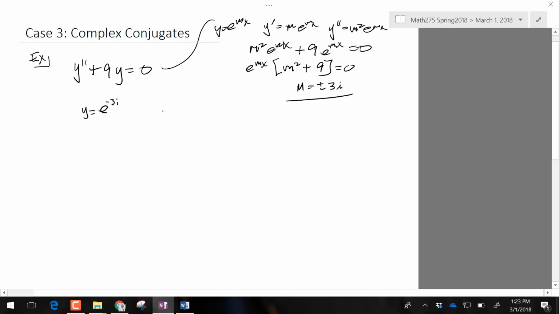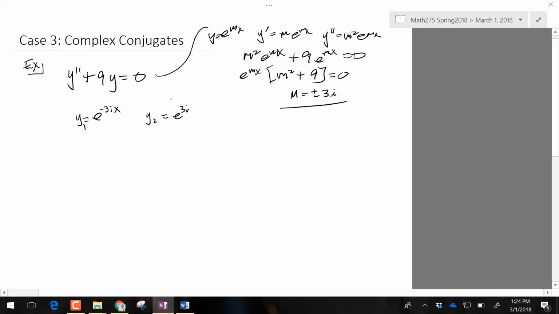negative 3i x and e to the positive 3i x. Well, we did our stuff with real numbers. We should expect our solutions to have real numbers, and in this case, we don't. Oh, x, thank you. Oh, by the way, 3i is just a constant. i is just a constant. Let's remember that for a few steps from now.